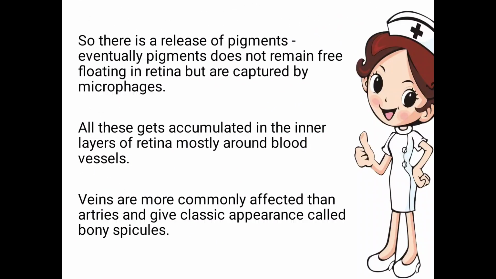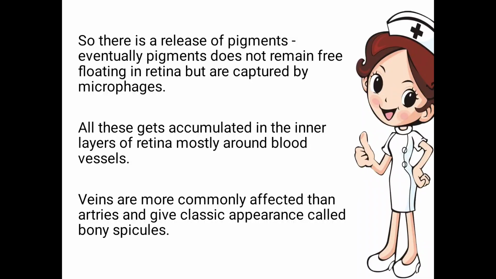Next, there is a release of pigments. Eventually the pigments do not remain free floating in the retina but are captured by the macrophages. All these accumulate in the inner layers of the retina, mostly around the blood vessels. Those pigments appear black in color, and these are known as bony spicules.